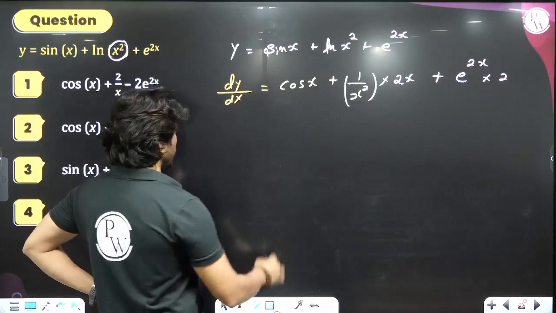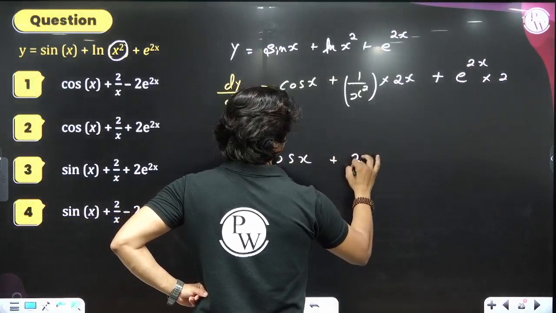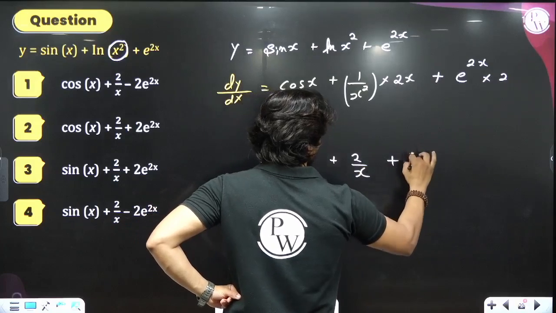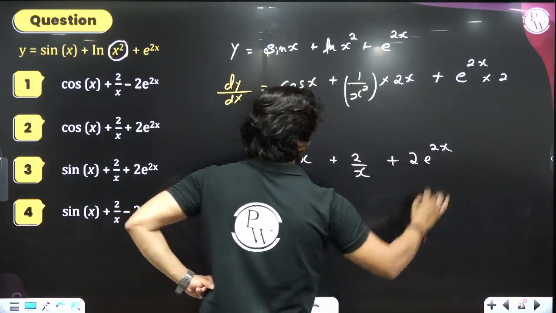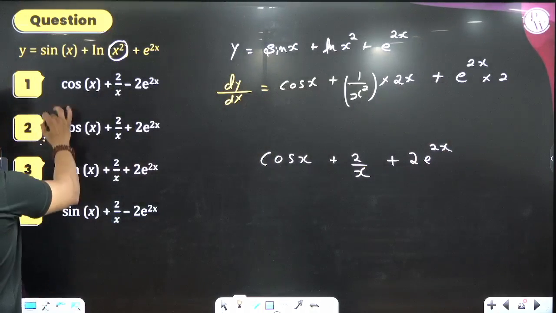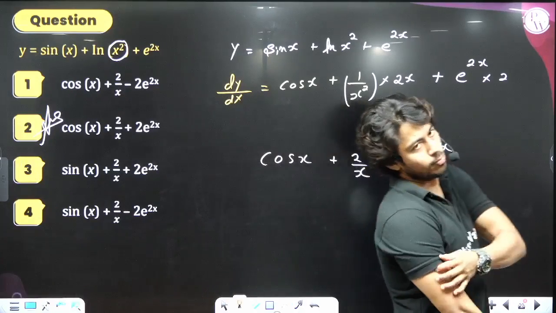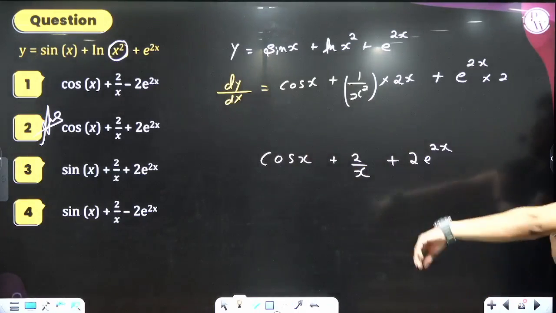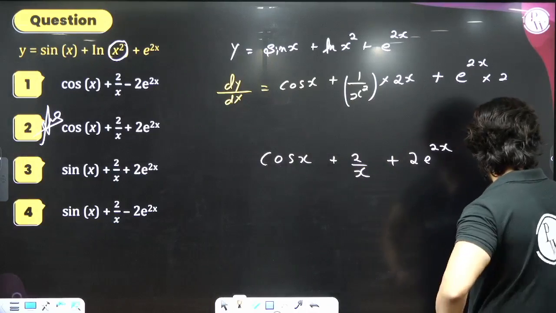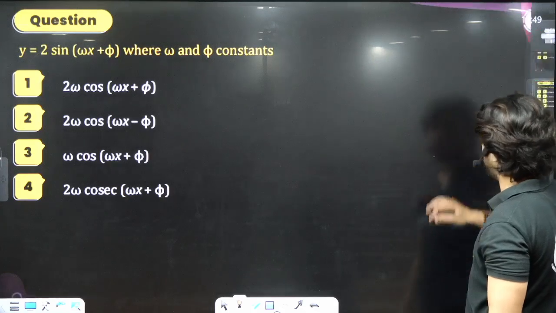So what's the answer going to be? This is going to be cos x plus 2 divided by x plus 2e to the power 2x. Okay, this is the answer in front of you. I hope that the point is absolutely clear. Okay. Next question coming in front of you is this.